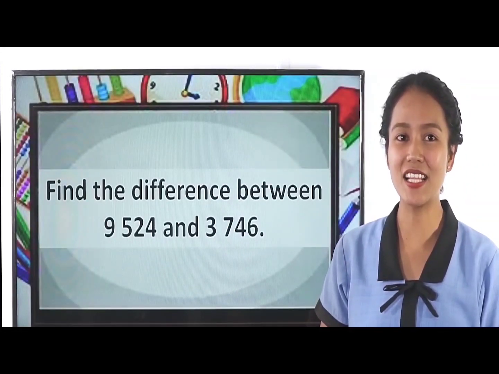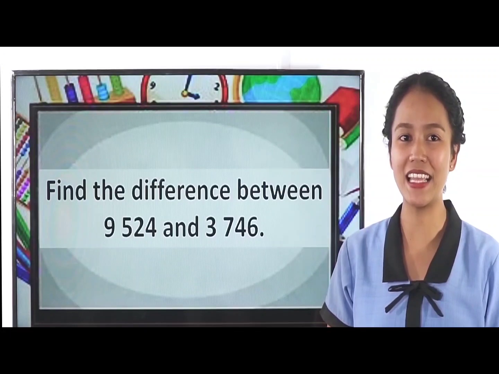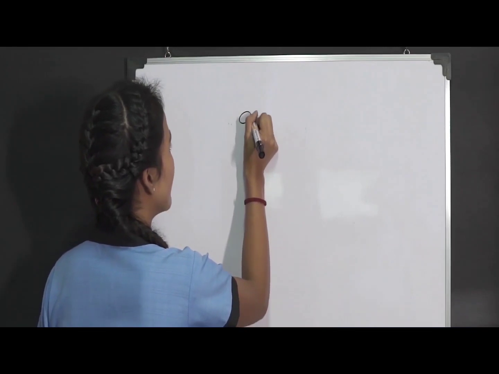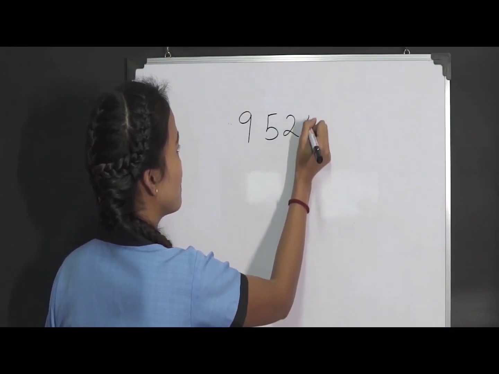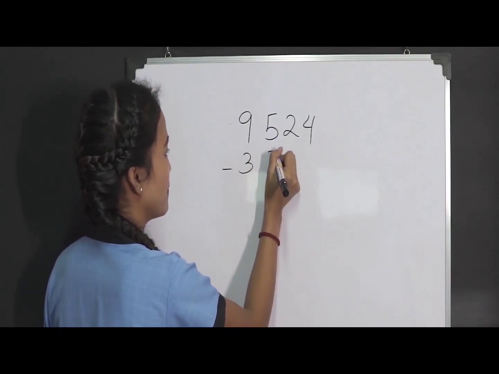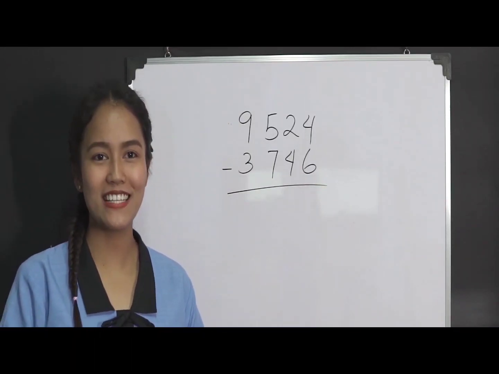This time, let us answer this example of subtraction with regrouping in tens, hundreds, and thousands. Find the difference between 9,524 and 3,746. What should we do first? That's correct. First, we should align all the digits according to their place of values. 9,524 minus 3,746. Okay, let's subtract this now.